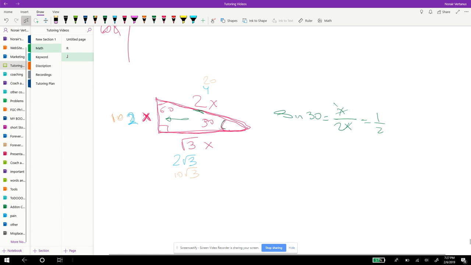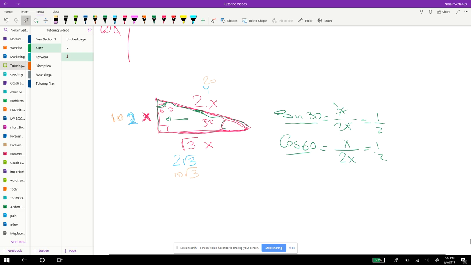And if you pay attention, cosine of 60, now 60 is this one, is adjacent over hypotenuse. That's the adjacent, over the hypotenuse, that one. So it's going to be x over, again, 2x. Now look at this. This is special. If you do sine of 30 and cosine of 60, you get the same thing. X over 2x is equal to 1 over 2.